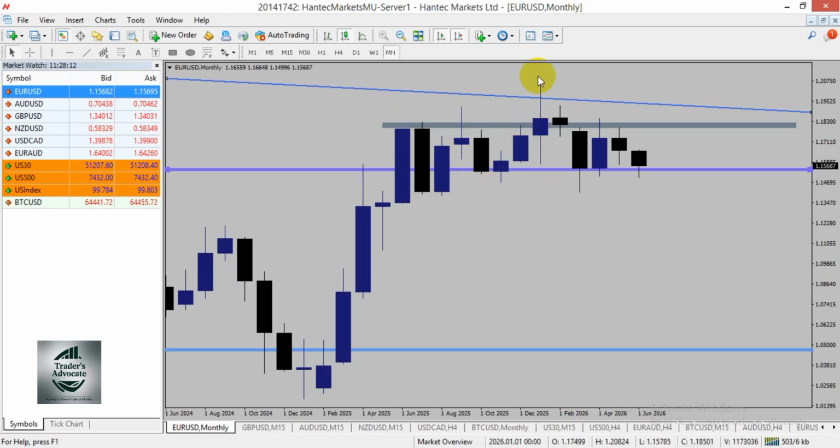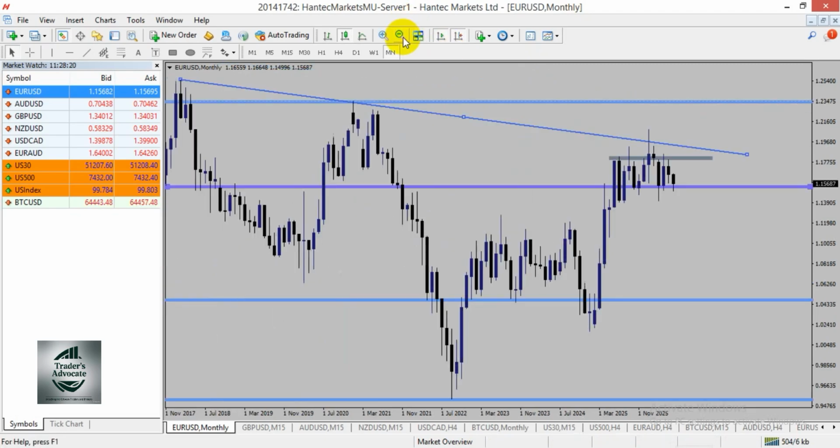We tried again, we spiked above, closed down below. But we didn't break below here again. So we tried again, we failed. So the market is having issues breaking above this area and also breaking below this area. And this is the third touch of the trend line.